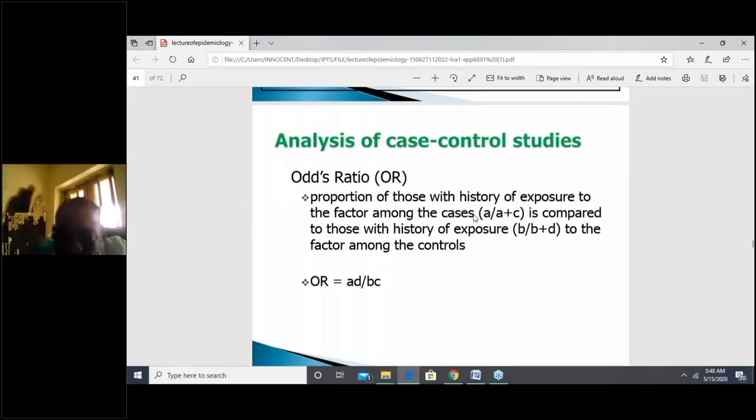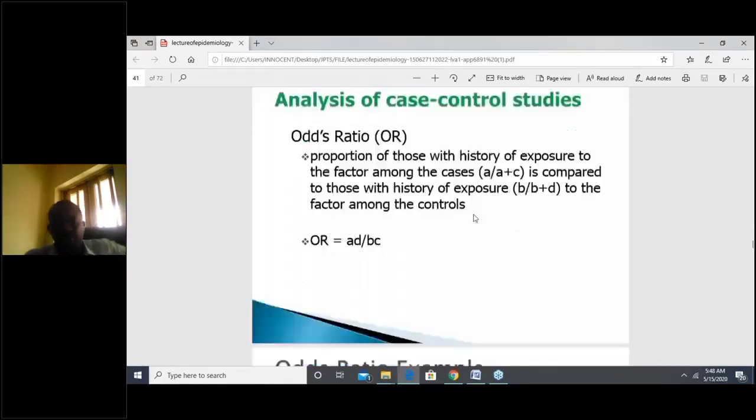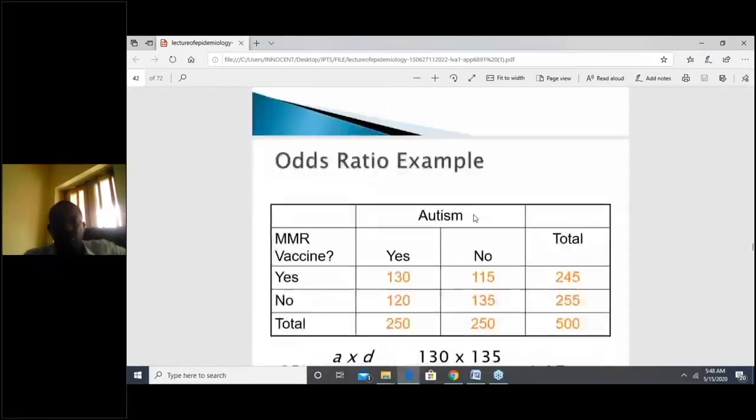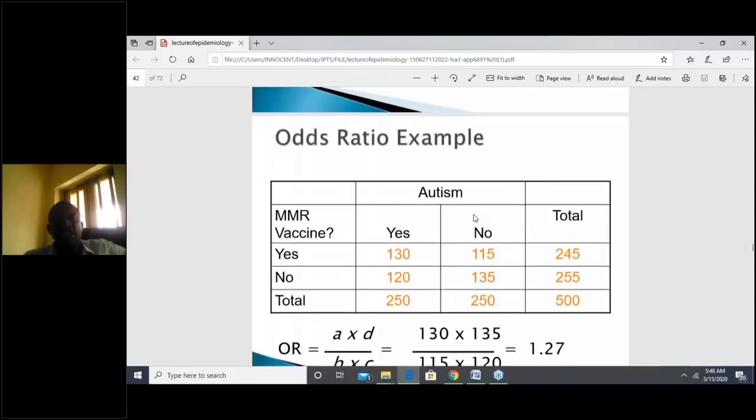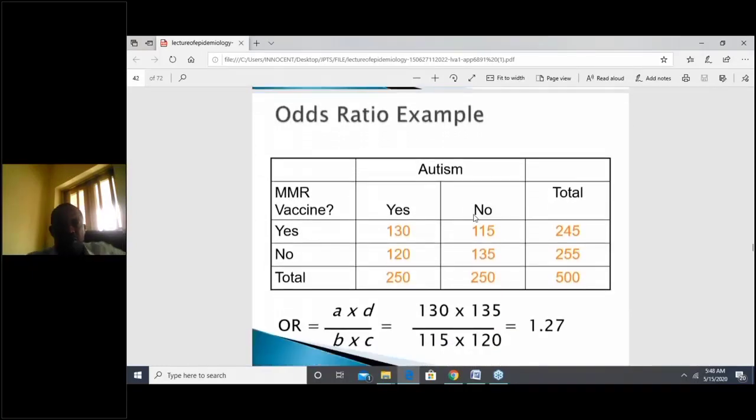So in simple explanation, odds ratio is looking at the proportion of those with history of exposure to the factor among the cases. What's the factor among all the cases? So you look at A, exposure, yes, disease, yes. You look at it over C, exposure, no, disease, yes. You'll be able to extrapolate. So this is an example of odds ratio.